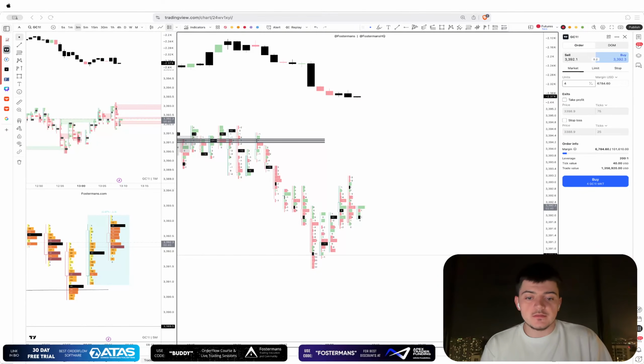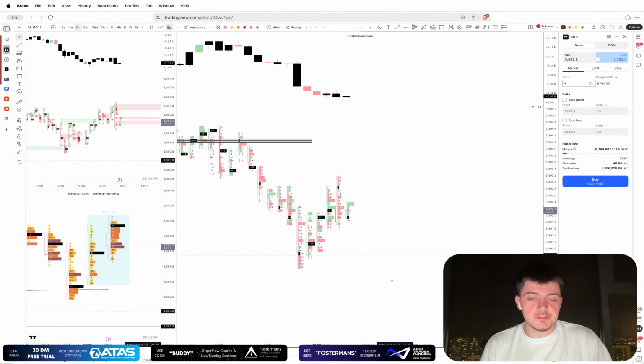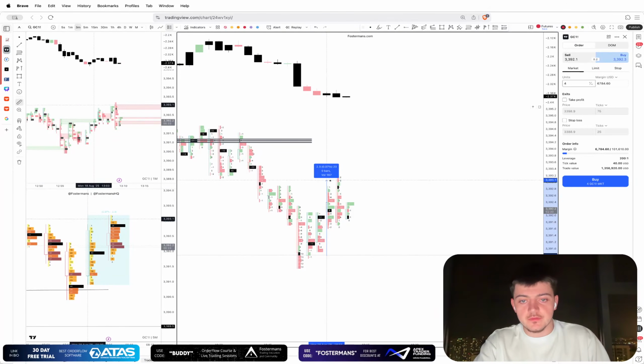But until we get that momentum, I don't think bouncing into these trades, unless you're scalping it, of course, then that was a decent scalp.